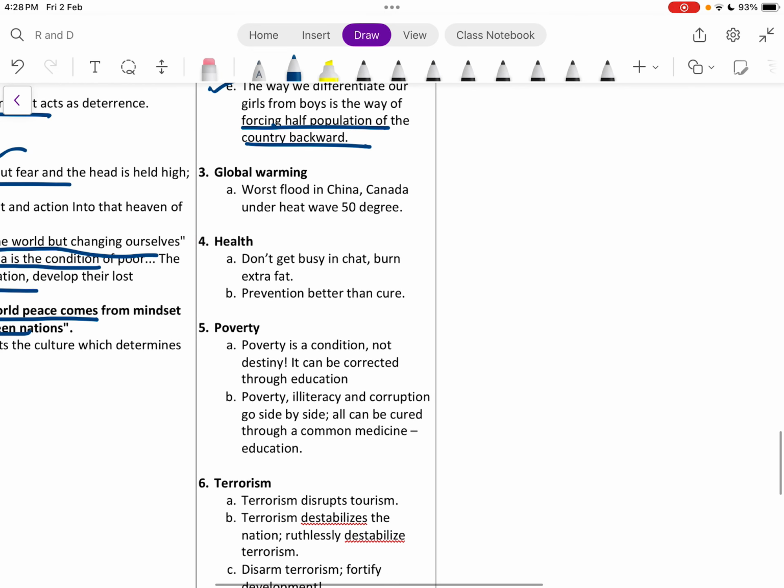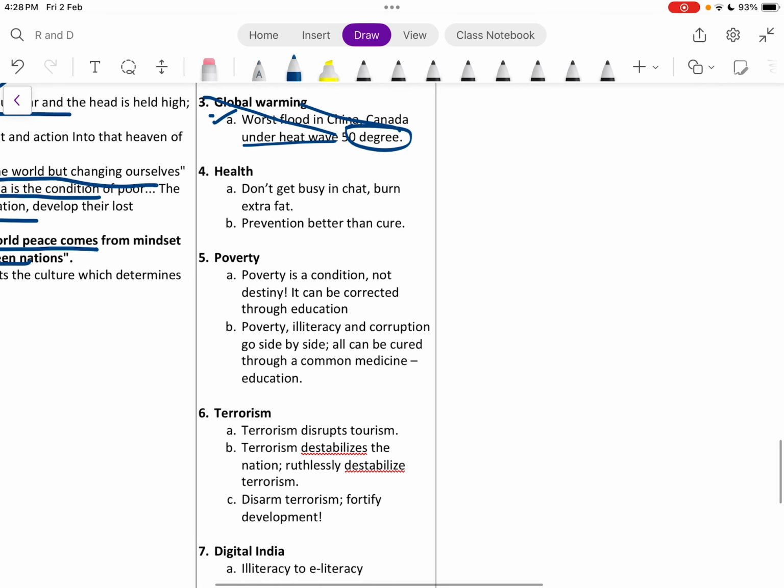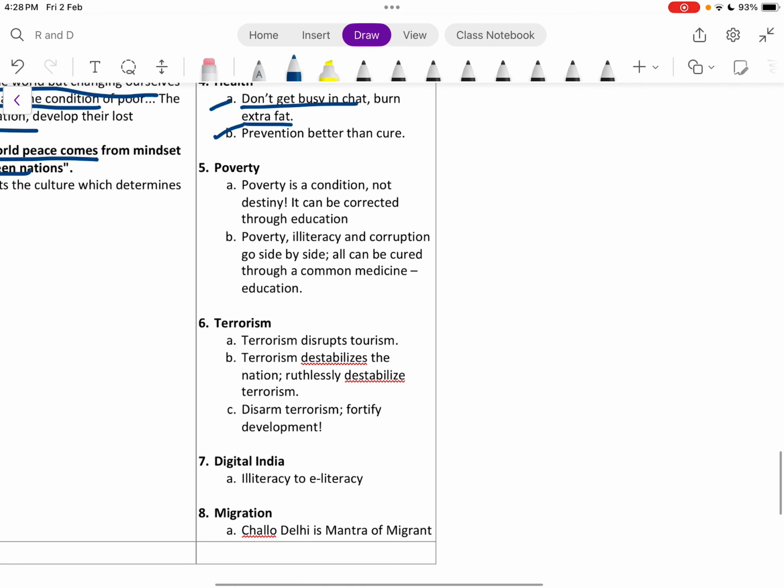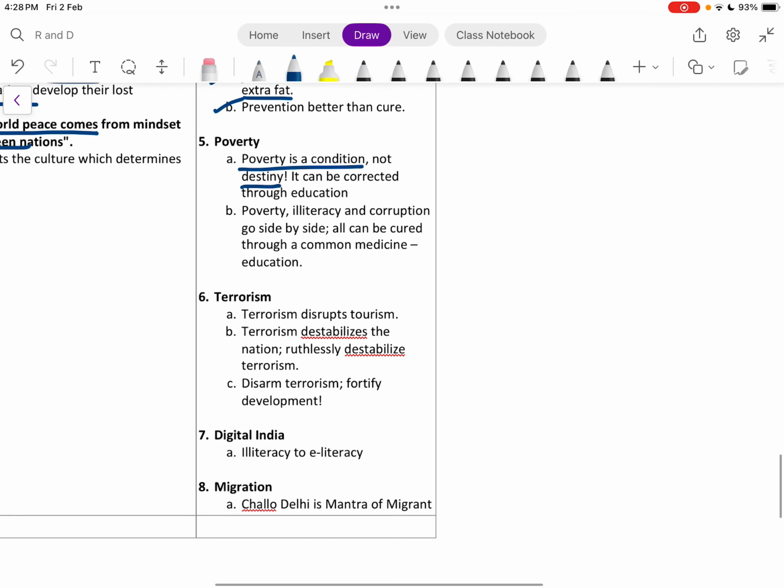Okay, global warming: worst flood in China, Canada over heat wave of 50 degrees. So yes, you can see the impact of global warming. Don't get busy in chat, burn extra fat. Prevention is better than cure. Yes, poverty is a condition, not a destiny. It can be corrected through education.